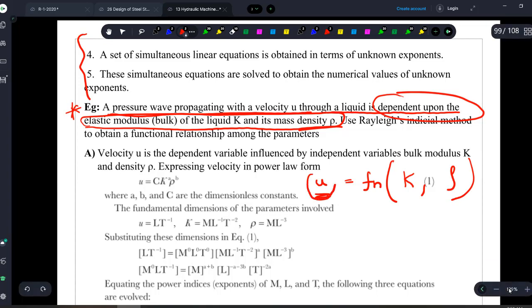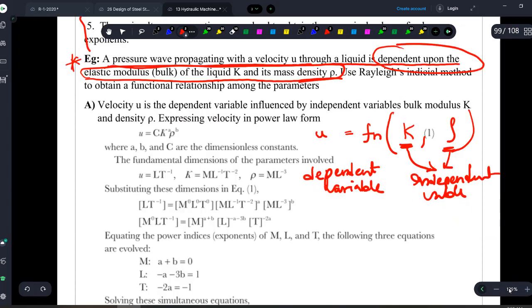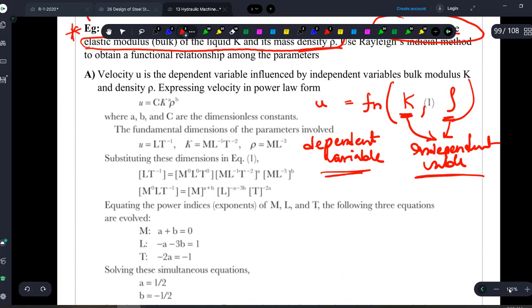So this is my dependent variable. Why am I calling it a dependent variable? Because it is dependent on your k as well as rho. यही तो क्वेश्चन में दिया है. So I am calling this k and rho independent variables. Agreed or not? This k and rho are not dependent on anything. He is just saying in the question this velocity is dependent on my k and rho. So my k and rho are independent and my u is the dependent variable. यहाँ तक तो आप समझ गए. So I hope you understood the first thing. So first write down like this: dependent variable as a function of independent variables.